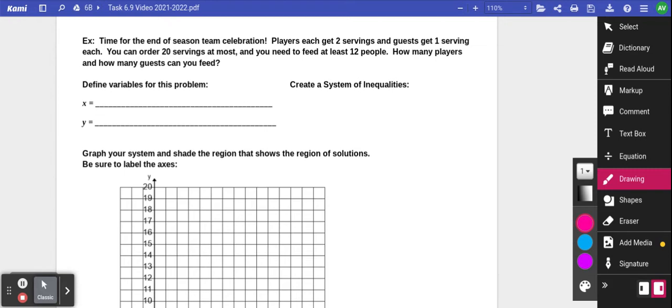The first thing I'm going to do is I'm going to look at the question. How many players and how many guests can I feed? That's going to help me figure out what my variables should represent. Since I'm trying to figure out the number of players and the number of guests I can feed, I'm going to make x equal to the number of players. And I'm going to make y equal to the number of guests.